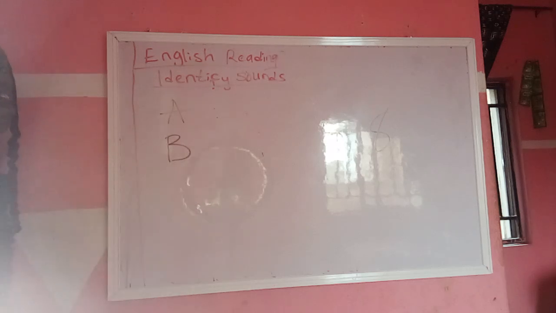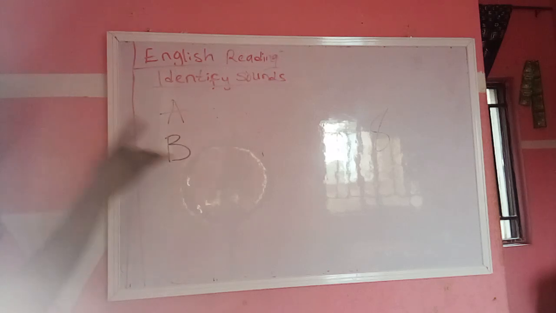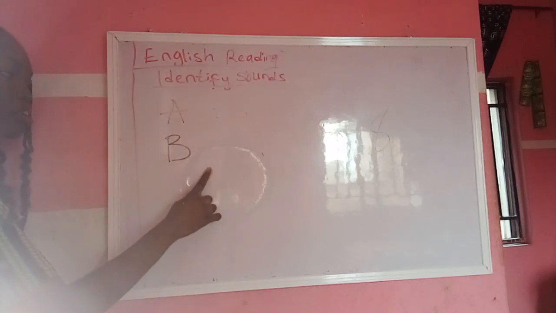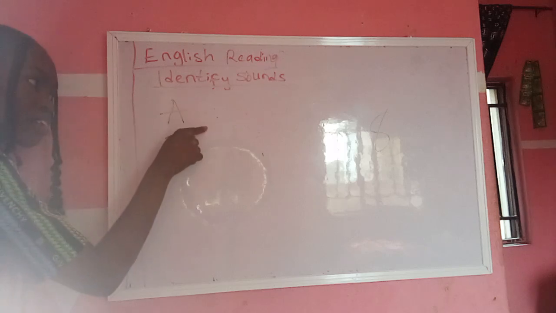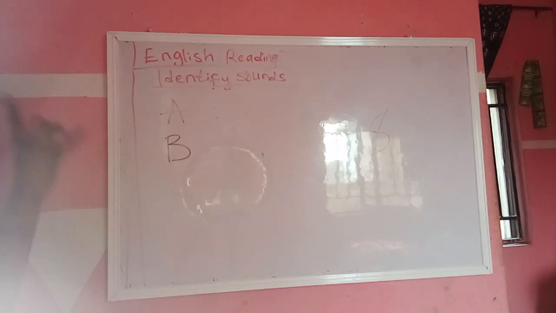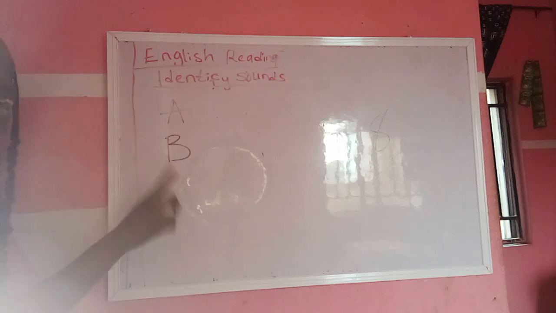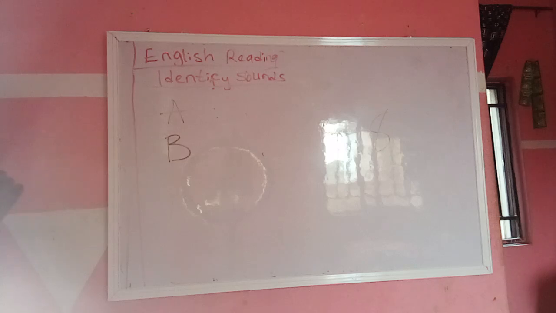A as in A. Repeat after me. A as in A. B as in B. A as in A. B as in B. So, as we are going into this lesson, whenever you see this, you call it A. It is letter A, but it is pronounced as A. A as in A. B as in B. Now, let's go to the next letter.